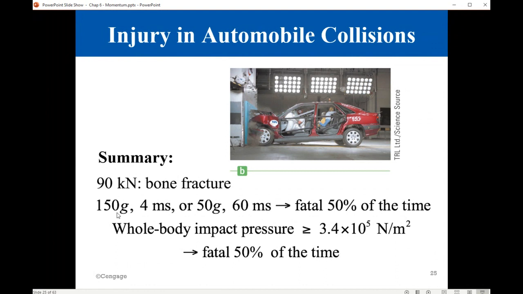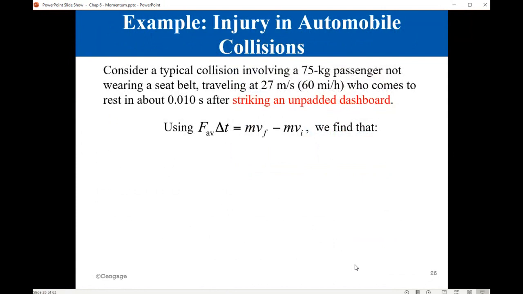When the acceleration is equal to 150 G for an action time of 4 milliseconds, or 50 G for an action time of 60 milliseconds, you are talking about a 50% chance of death. When you speak of impact pressure, taking the area of the body into consideration, if the impact pressure exceeds 3.4 by 10 to the power 5 Newton per square meter, then it's a 50-50 chance to be fatal or not. So I hope you understand collisions better now.